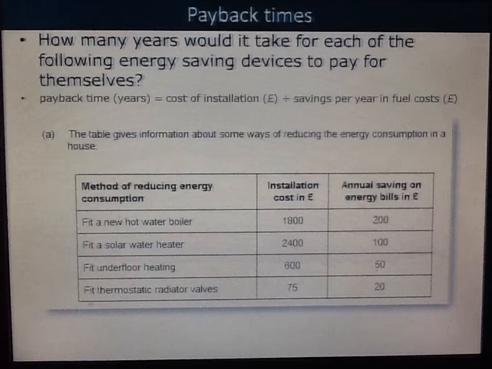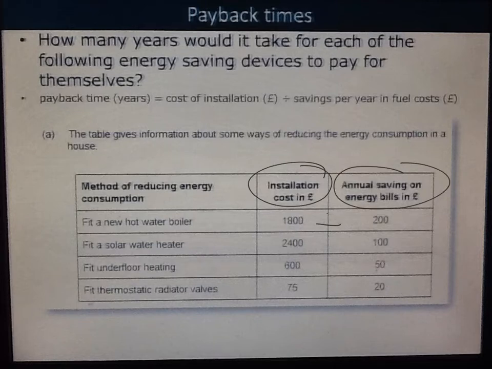So you've got a table here that gives you a new hot water boiler, a solar water heater, underfloor heating, and thermostatic radiator valves. And what we want to know is how many years it will take for these things to pay themselves back. So in each case, we're just going to do the initial cost, which is in this column here, divided by the annual savings in pounds.